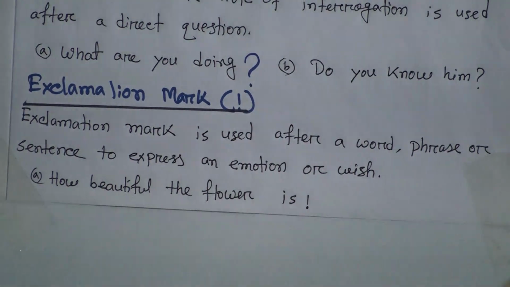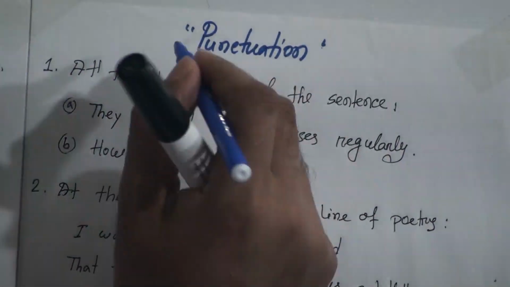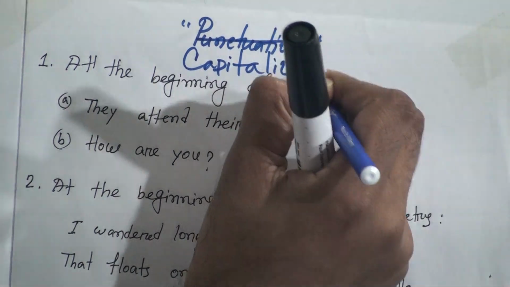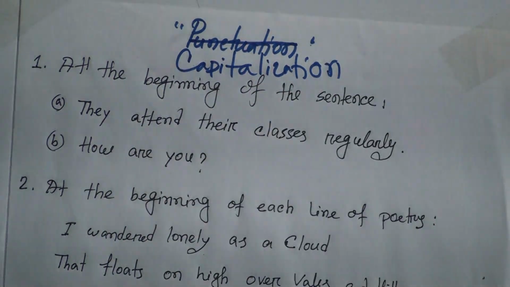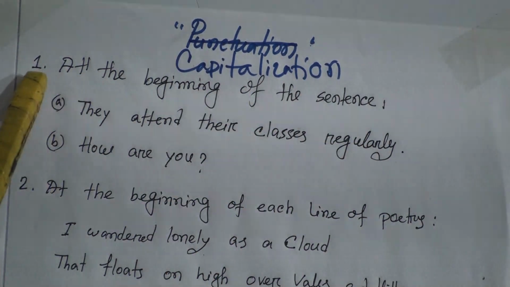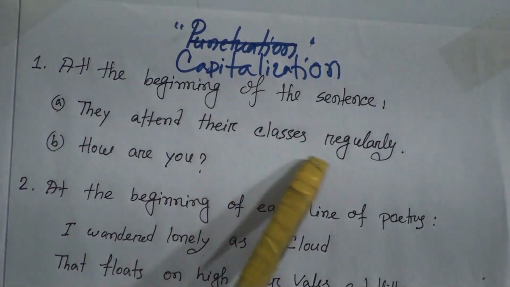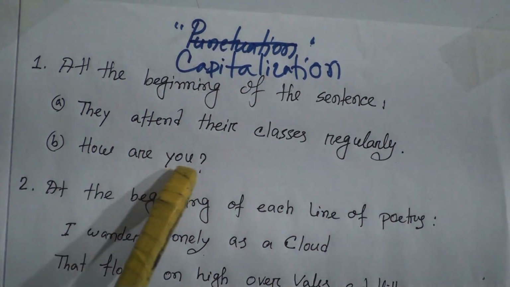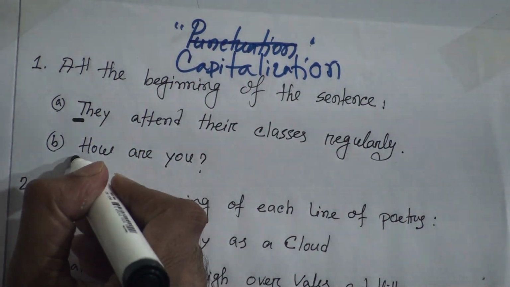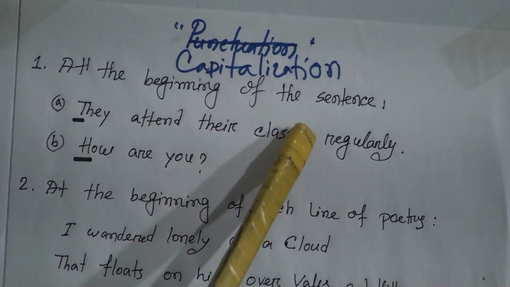Students, now we will discuss, I'm sorry, this will be capitalization. We have finished the punctuation chapter. At the beginning of the sentence, we know that we use capital letters at the beginning of every sentence. Number A, they attend their classes regularly. Number 2, how are you? In both of the sentences, look, the first letter T and the first letter H are in capital letters. So we put capital letters at the beginning of the sentence.